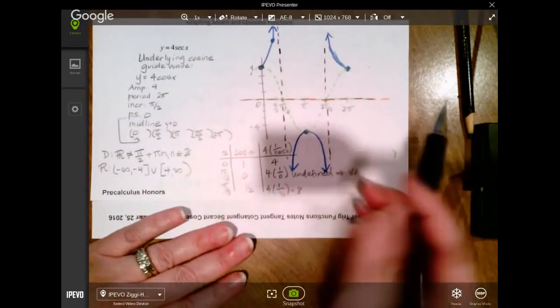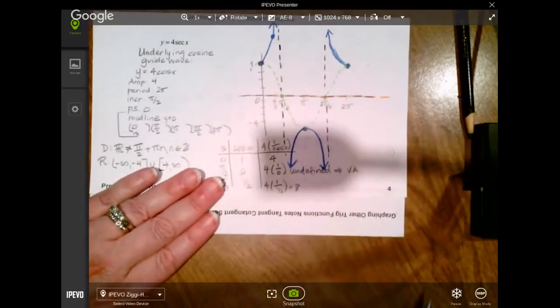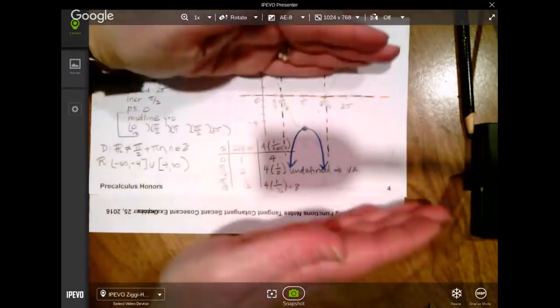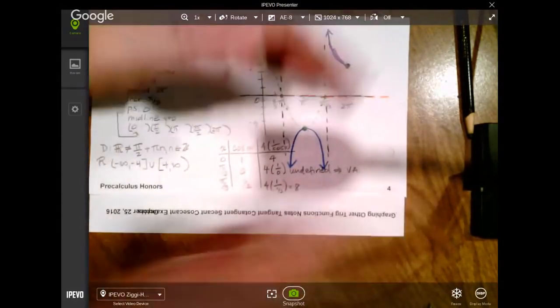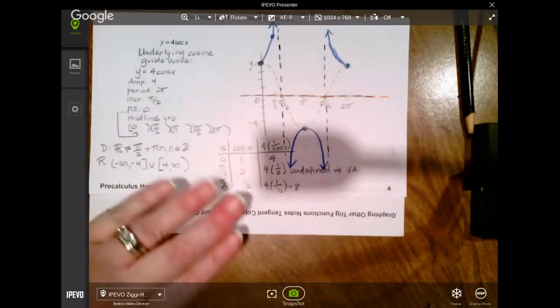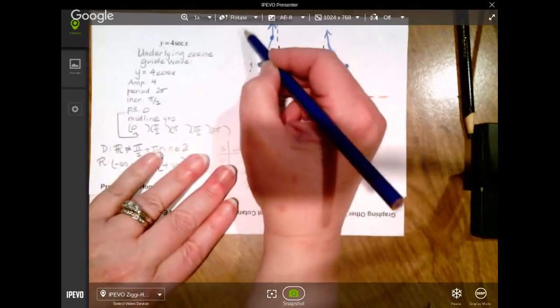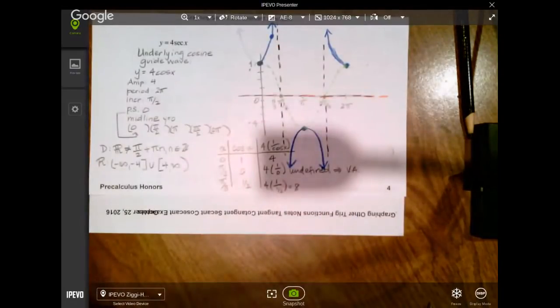It is continuous everywhere except where it has a vertical asymptote. This, like tangent and cotangent, is not bounded. The y values aren't bounded. And it's symmetrical with respect to the y-axis, just like cosine is. And so it's even symmetry. And so that's how you graph secant.